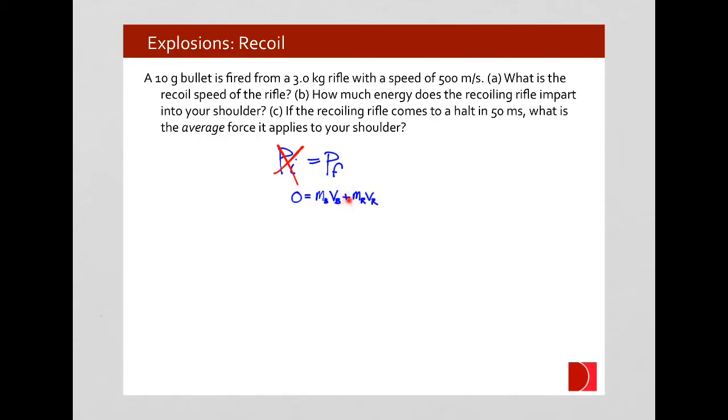Again, you could put a negative sign here to show that the rifle has to be moving to the left, that the rifle has to have a negative momentum to balance out the bullet's positive momentum. But we're going to just go ahead and leave this as a positive. We'll see that the velocity of the rifle comes out to be a negative number, that it has to be. So the total momentum beforehand is 0 because nothing's moving. The momentum afterwards is the movement of the bullet and the movement of the rifle.